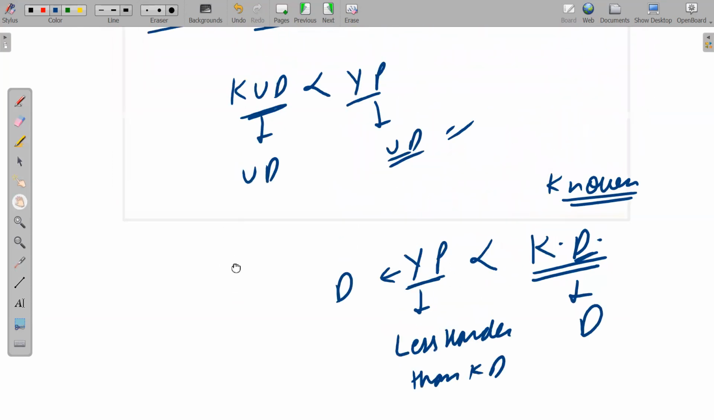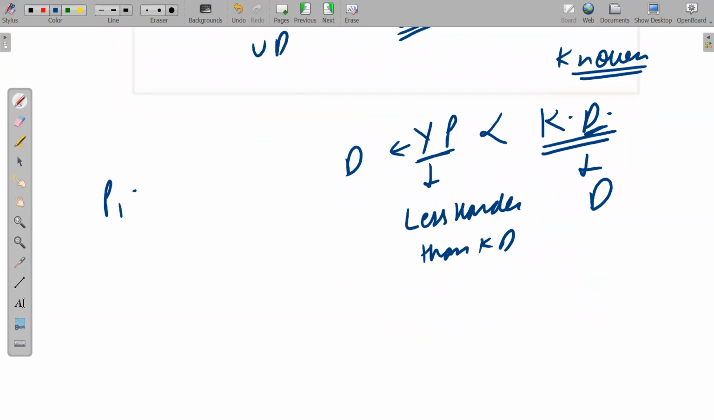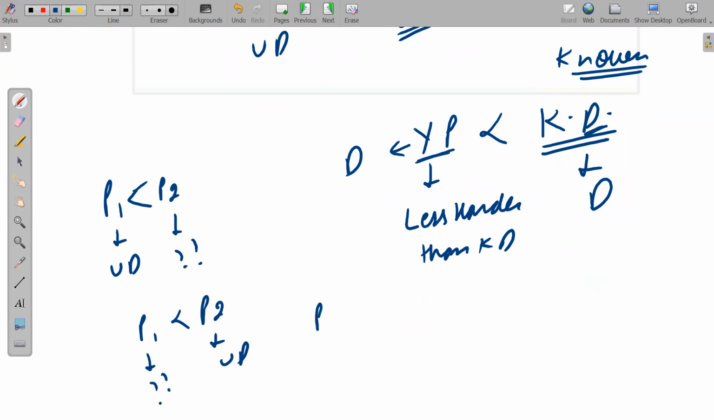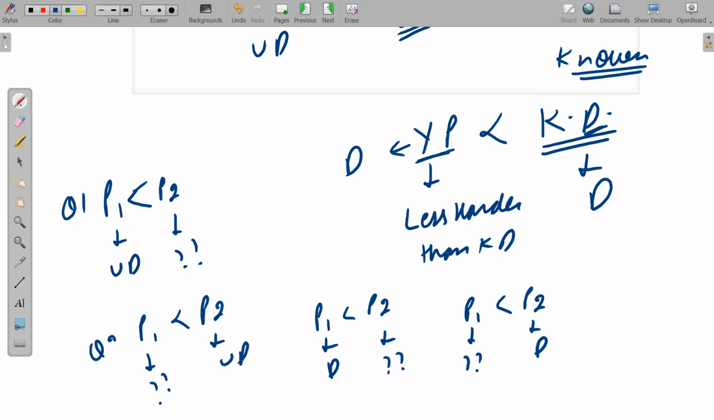Just to summarize: P1 is reduced to P2, P2 is undecidable. What can you say about P2? Similarly, P1 is reduced to P2, P2 is undecidable. What can you say about P1? P1 is reduced to P2, P1 is decidable. What can you say about P2? P1 is reduced to P2, P2 is decidable. What can you say about P1? Four questions you have to answer: question number 1, 2, 3, 4.